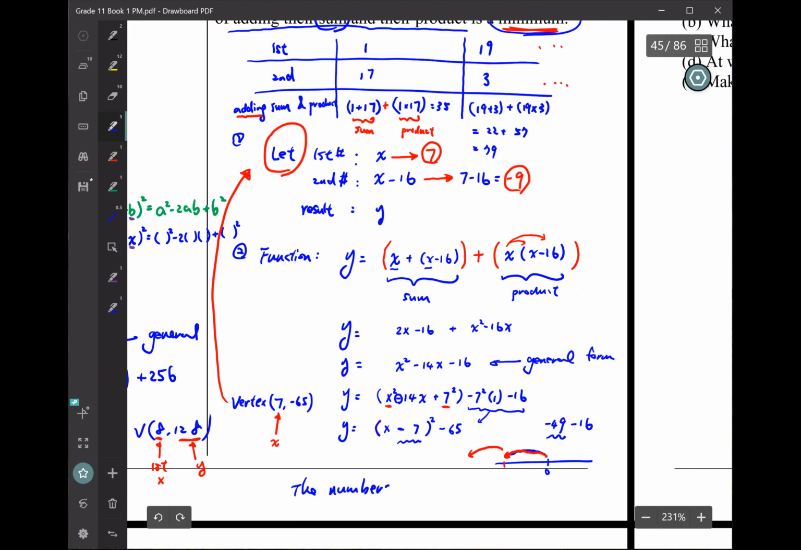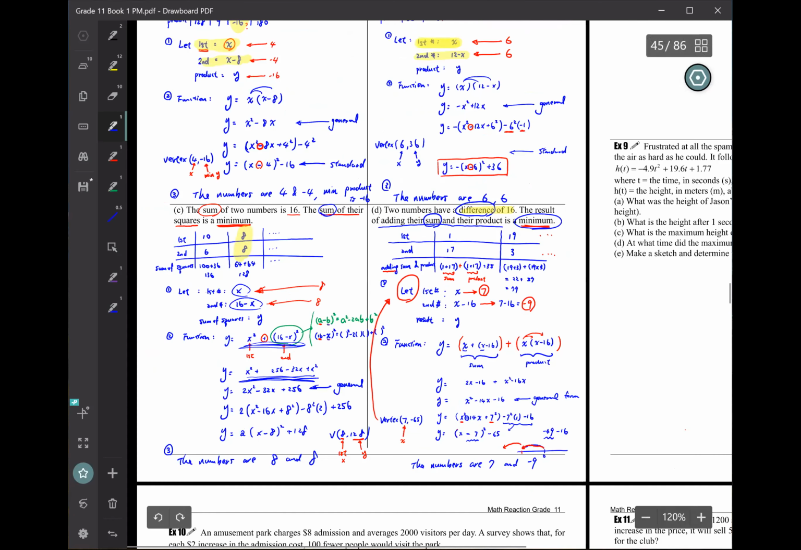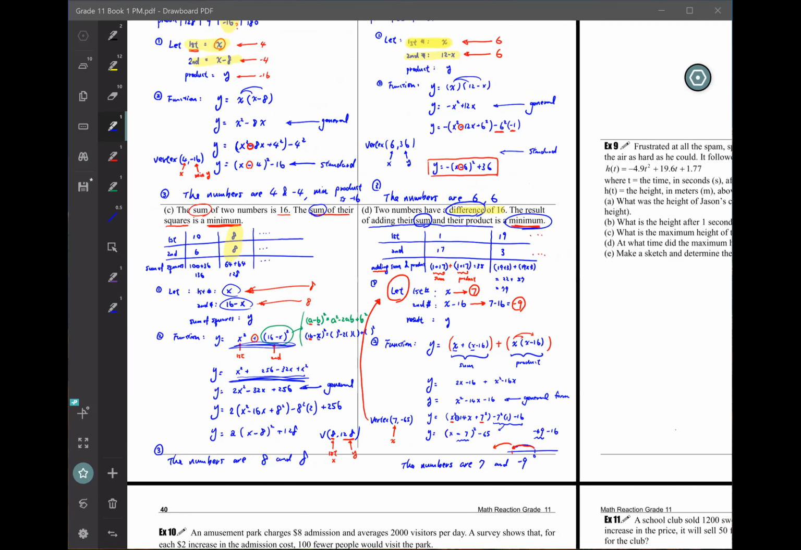And remember, one of you did not write a sentence. So when you're doing corrections, just write out a sentence for each of the word problems. You got the numbers correct, but you didn't make a conclusion. So the numbers are 7 and negative 9. Does anyone have questions about this one?